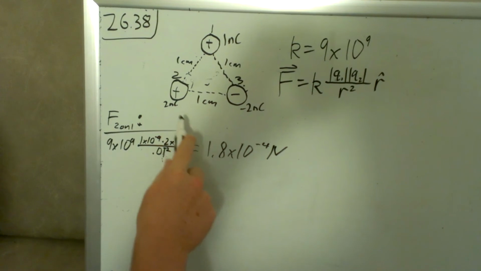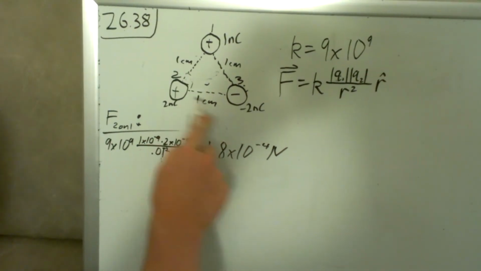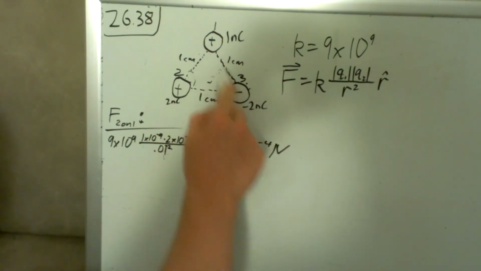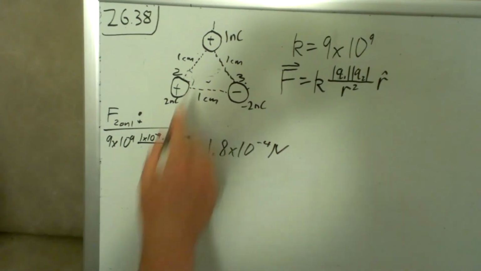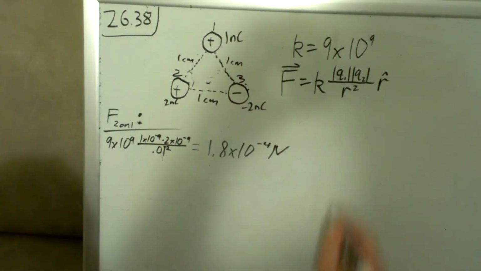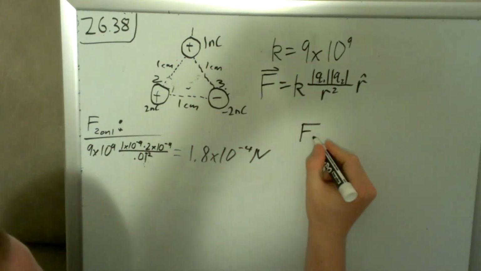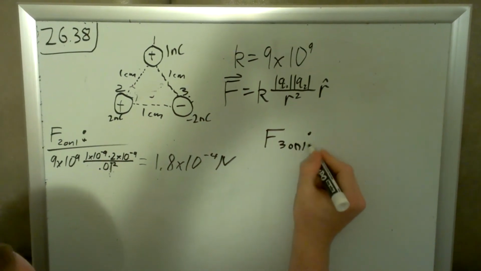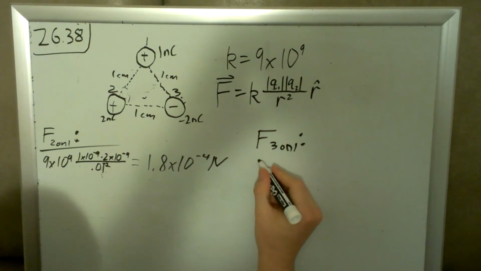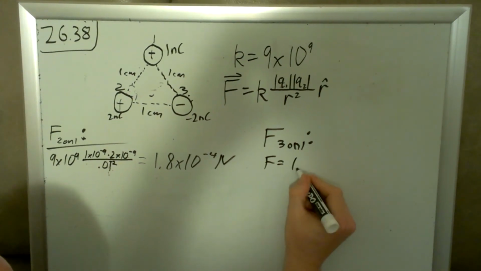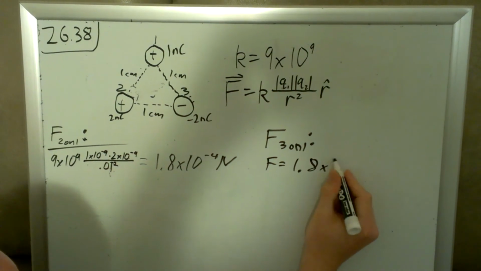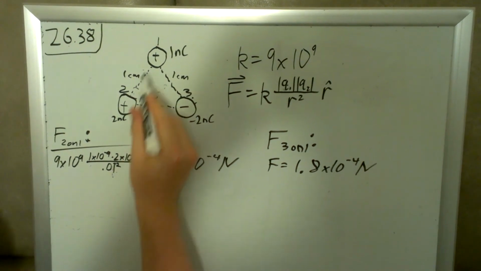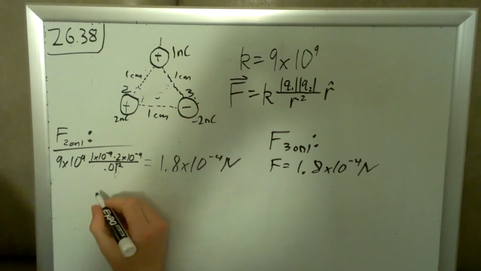Now, looking at the symmetry here, they are both 2 nanocoulomb charges, and they are both positioned the same distance from the 1 nanocoulomb charge. So I know that the force of number 3 on 1 is going to come out to the same. So they both have the same force acting on 1, just from different directions.